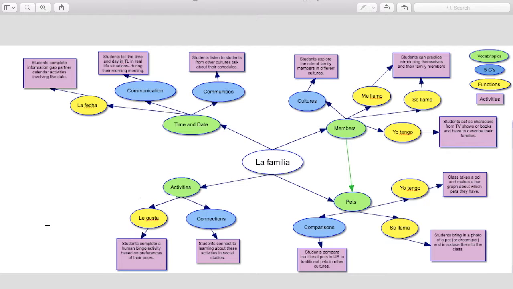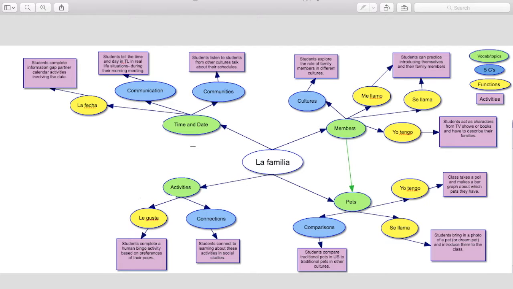So students will be completing a human bingo activity based on the preferences of their peers. And this leads to connections because they're able to connect to learning about these activities in social studies. Some things like cooking with their family, they might learn about how to cook in other cultures in classes like social studies. Lastly, I incorporated the time and date.